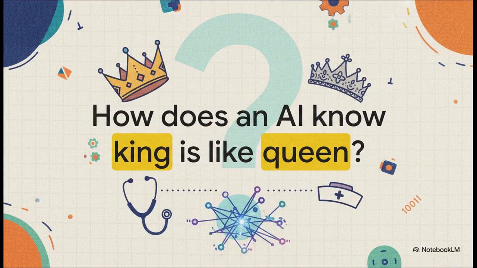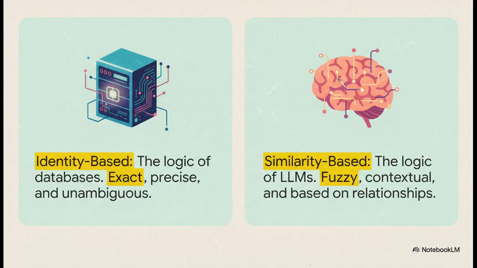Okay, so let's just start with a puzzle, right? How does an AI, which has never ever experienced the real world, know that king is like queen or that doctor is related to nurse? I mean, think about it. It's not looking this stuff up in a dictionary or an encyclopedia. The answer lies in a kind of logic that is completely different from how a normal computer database works. And that huge difference?